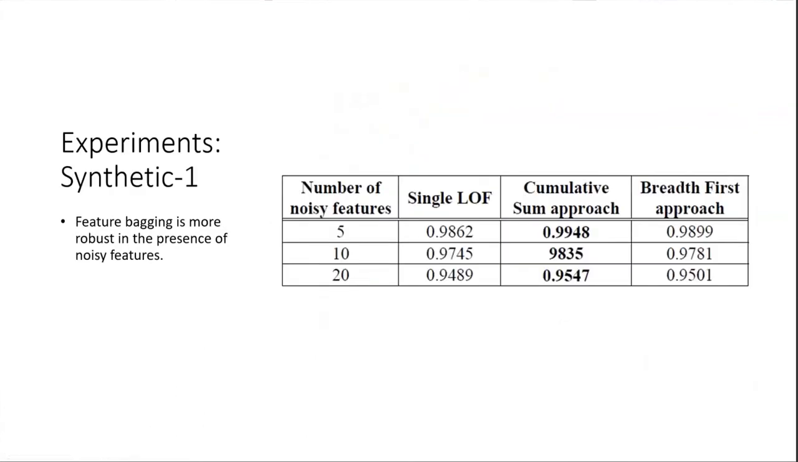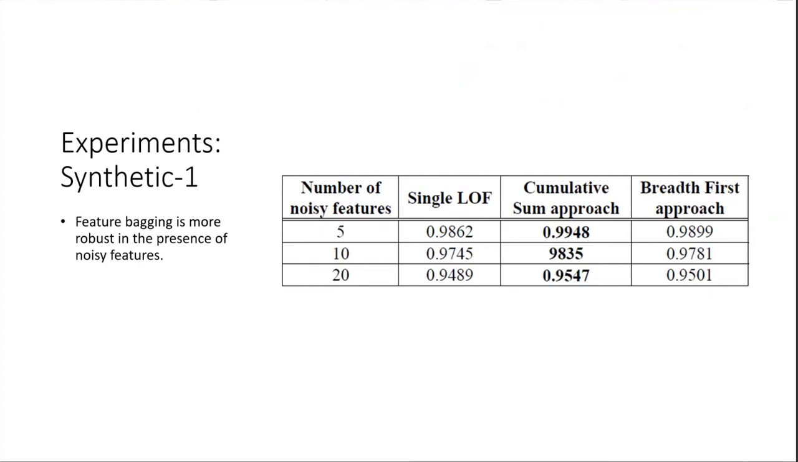Okay, so the second experiment was just to try to increase the number of noisy features and see how it affects the performance of different approaches. It seems like the behavior of the different algorithms is still the same. The more noisy features we have, the worse the single LOF method gets, and the more robust the feature bagging approaches are.